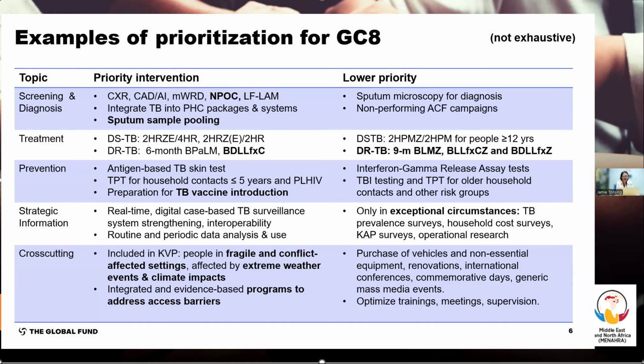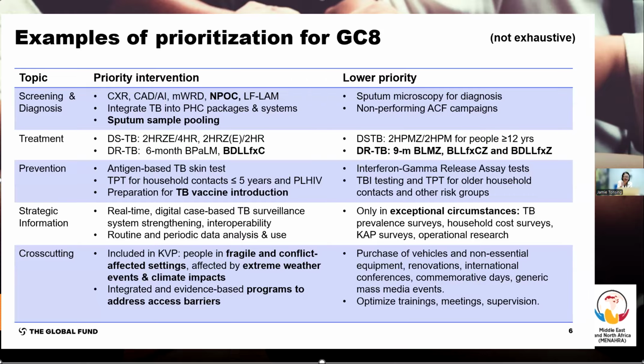If there are no issues, but this could be context dependent. For example, if you're working in a very low burden setting where you are really trying to eliminate TB, or at that stage of it, then TPT is important for a much wider group than this.